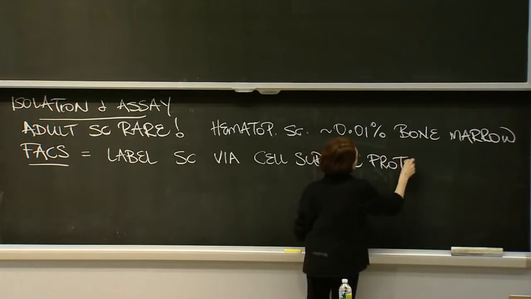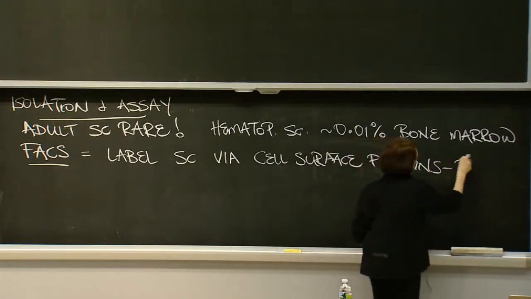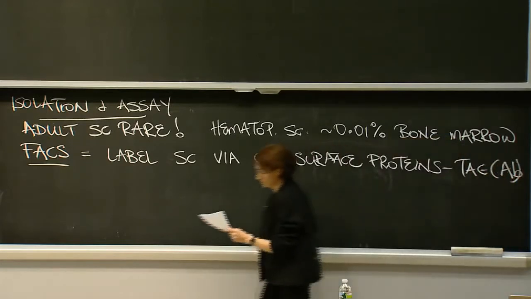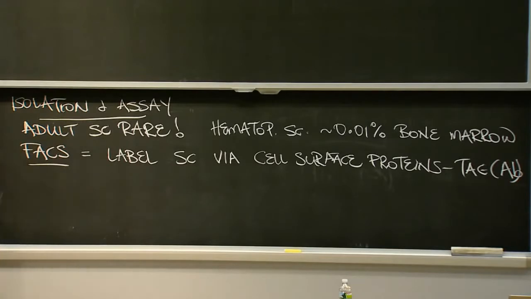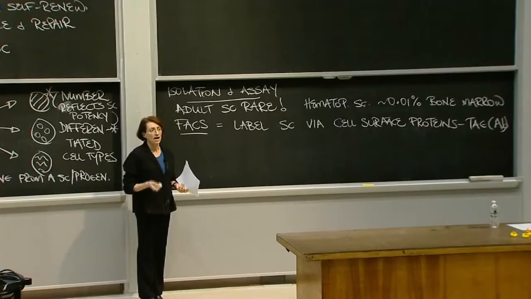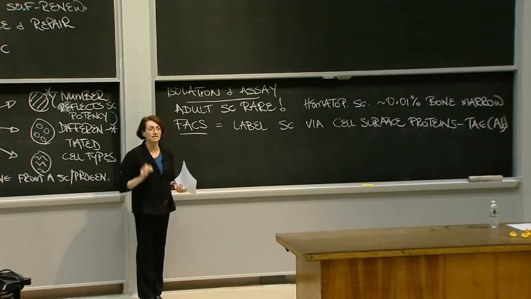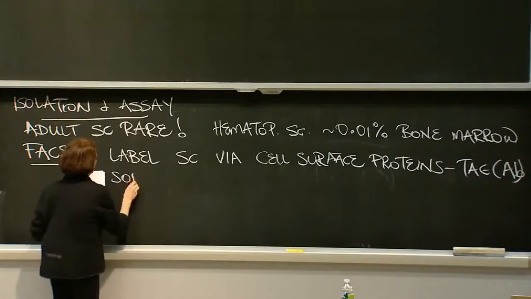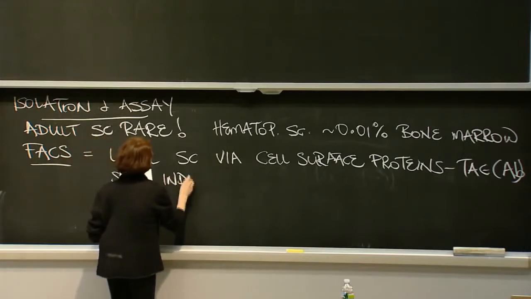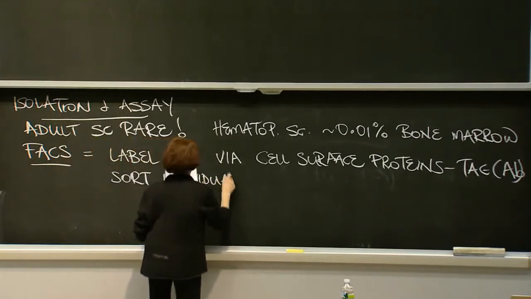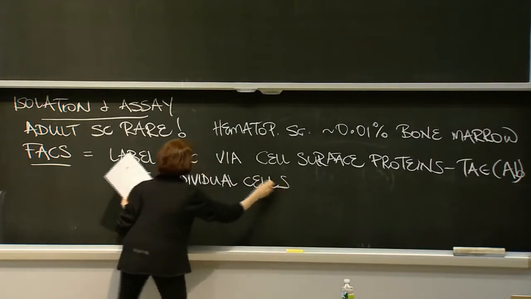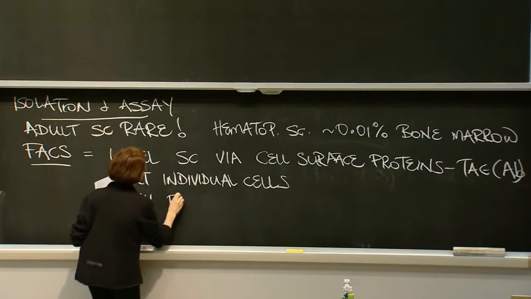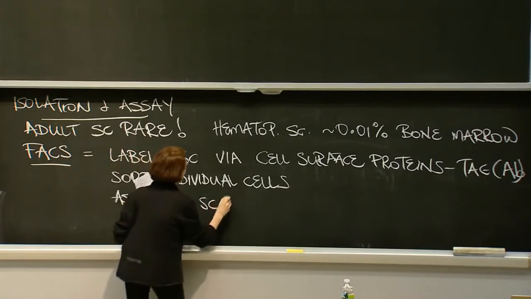With some kind of tag, often an antibody tag. And then you can use that tag to make them different colors, and you can then sort them cell by cell through this special fluorescent activated cell sorter. Sort individual cells. And then you can assay individual cells or small groups of them for stem cell properties.